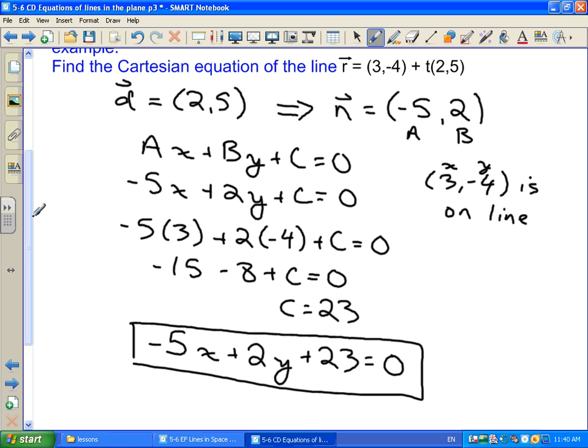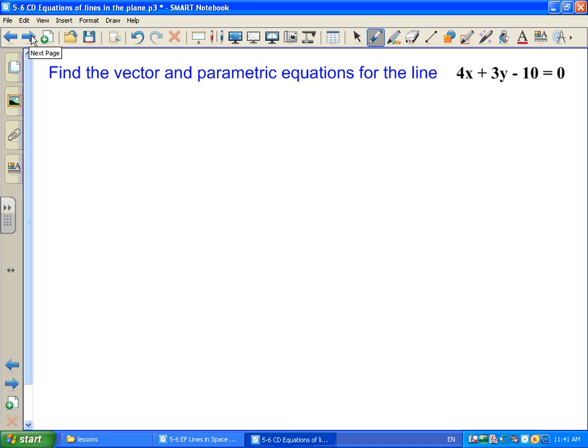So the other thing that you might be asked is to go the other direction. They give us the Cartesian form here, 4x plus 3y minus 10 equals 0, and we want to find the vector and the parametric equations for the line. The vector one, I think, is the easiest one to get first. So we'll start by trying to find that.